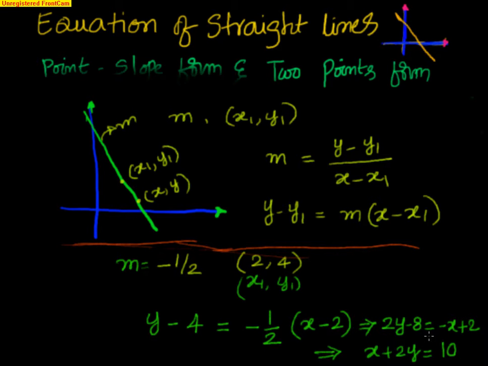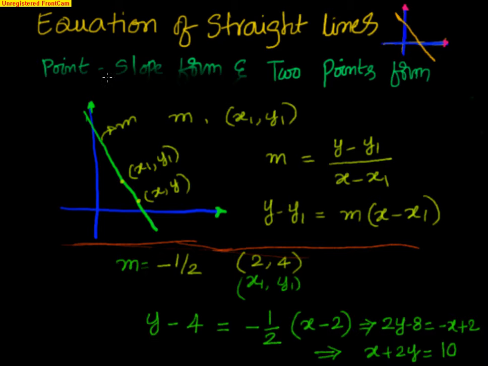Now to cross check, let's substitute the point given to us in this equation. x is 2, y equal to 4. 2 plus 2 into 4, that is 2 plus 8 equal to 10. Let's also check the slope. x plus 2y is 10, so 2y equal to minus x plus 10, or y equal to minus x by 2 plus 5, nothing but whatever the slope is given to us. So we are good to go.